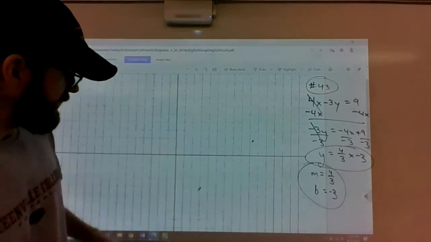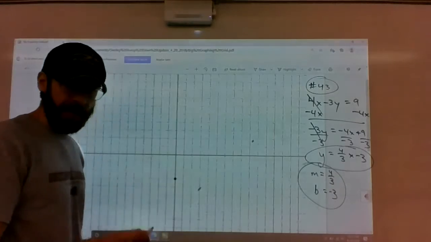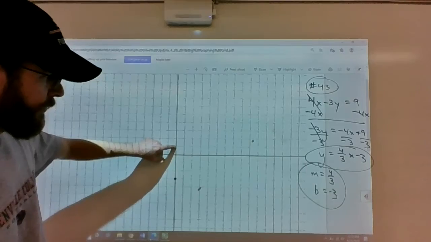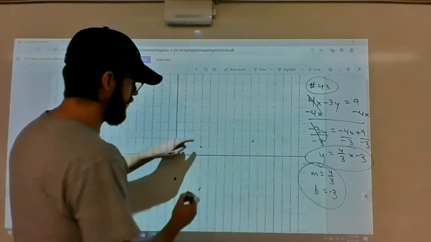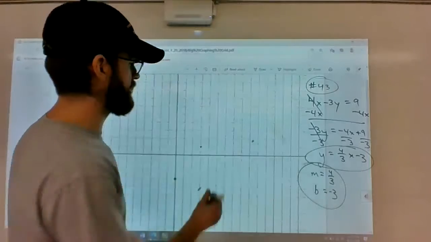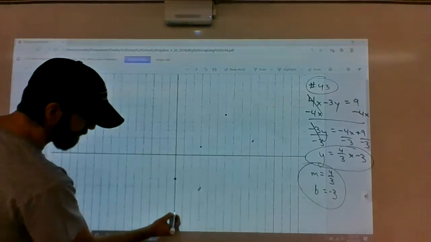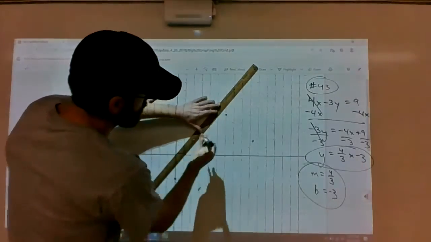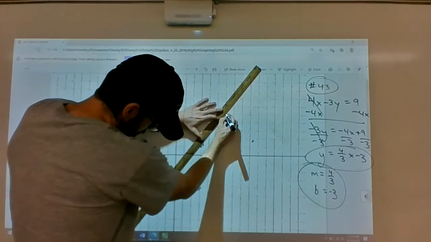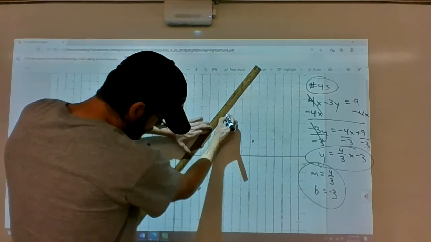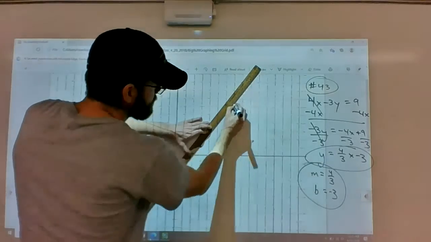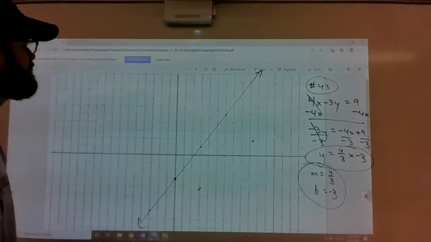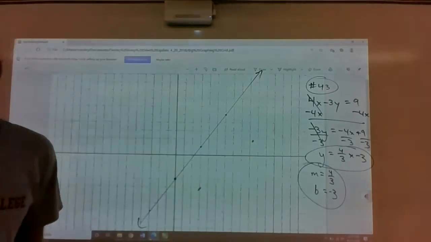That means we start at negative 3 on the y-axis, plot a point, then from that point we go up 1, 2, 3, 4, right 1, 2, 3, or down 1, 2, 3, 4, left 1, 2, 3. Make sure you connect the dots, because it's not a line if you just plot 4 points. Okay, not much to it.